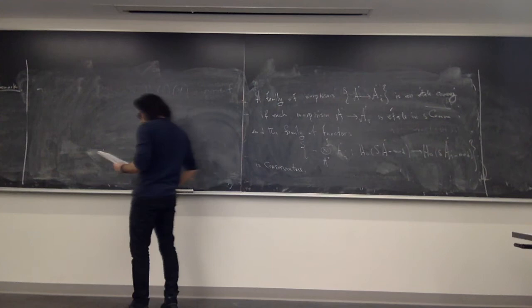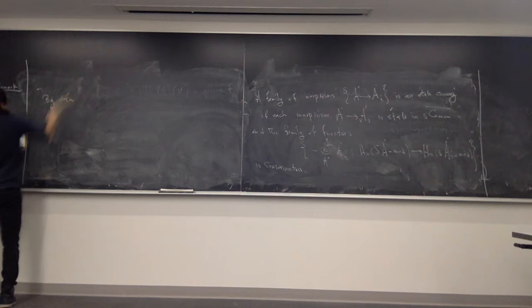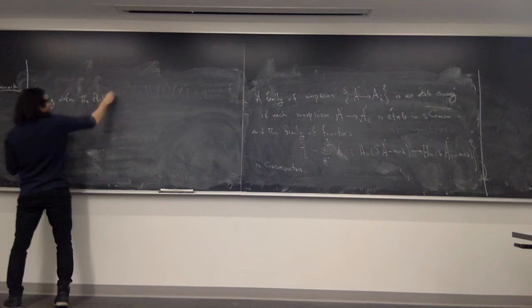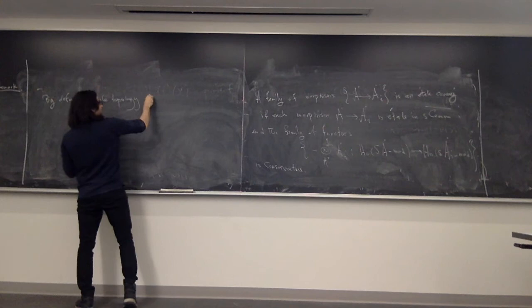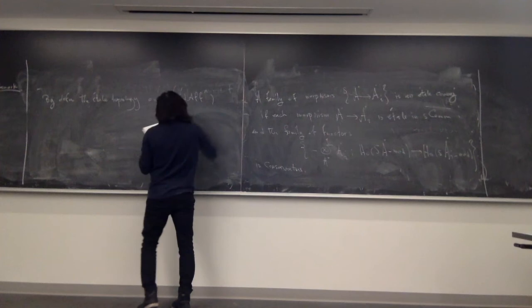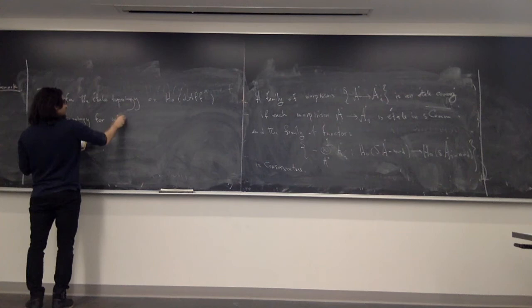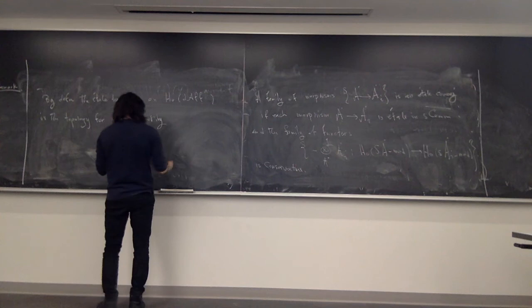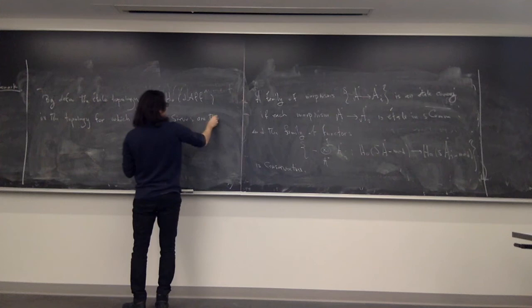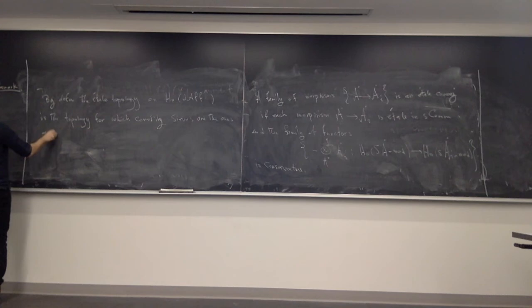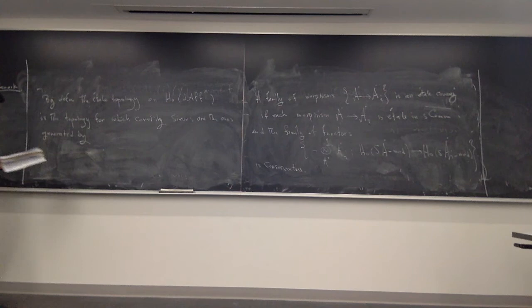So you have this thing, so by definition, the étale topology on the homotopy category of derived affine things is the topology for which, this is essentially what your friend just asked, the covering sieves are the ones generated by étale covering families.